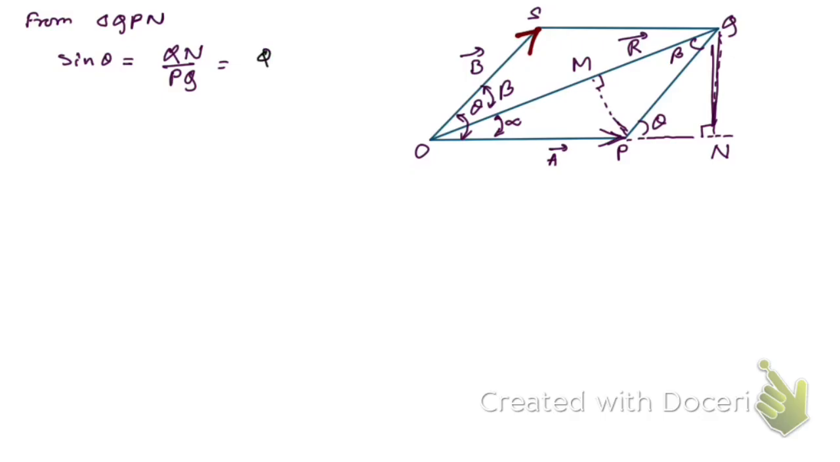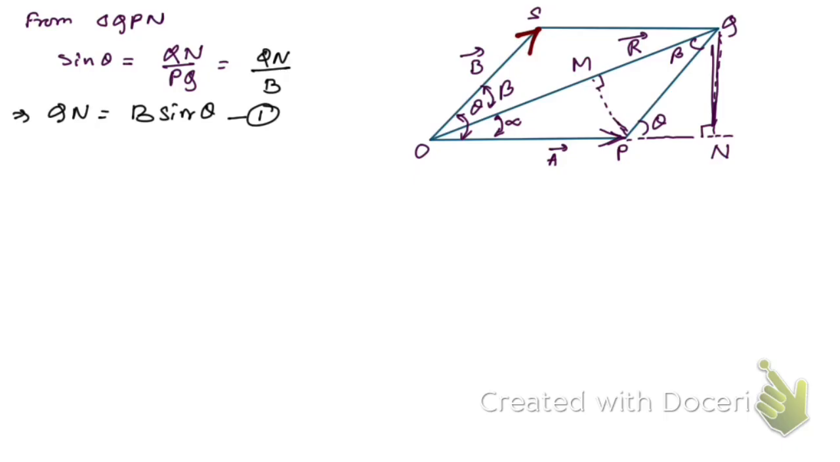So we can write this as QN by PQ, which implies that we can write QN instead of PQ, we can write the magnitude of vector B. So simply you can write B. So QN is equal to B sine theta. This is, suppose, equation number 1.